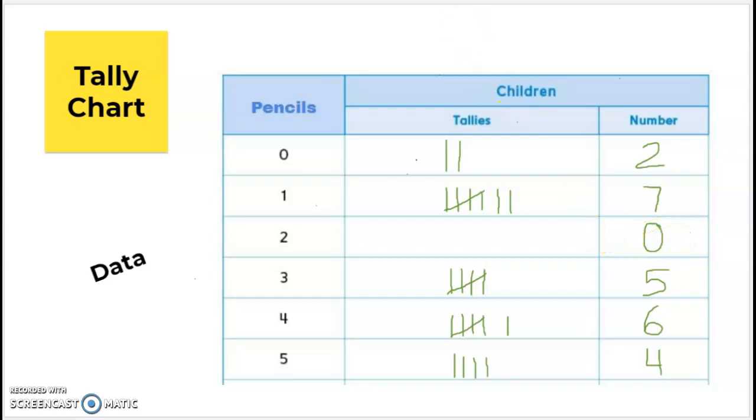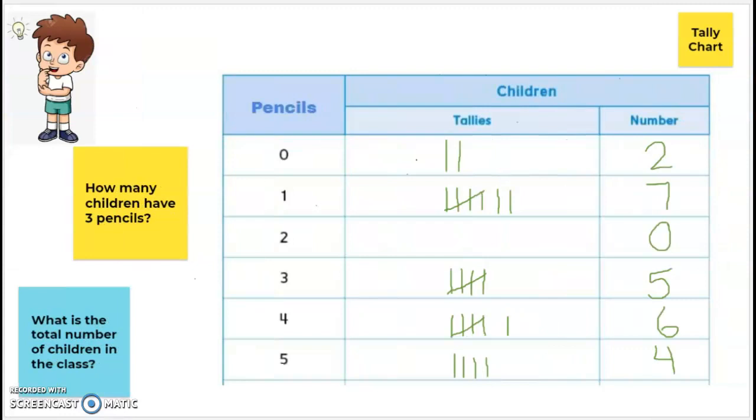We can use this tally chart to help us answer questions. So let's take a look, read the questions, try and answer them, pause the video, and then come back. How'd you do? Did you answer the first question? How many children have 3 pencils? Well, let's find 3 pencils here, and we can go right across. There are 5 children with 3 pencils.